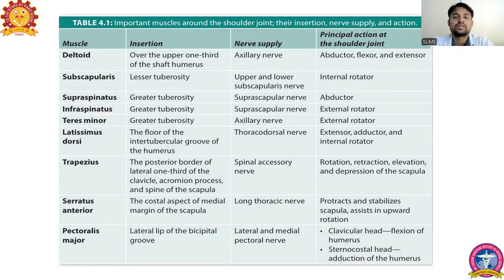So these are the main muscles around the shoulder joint, in front and at the back of the humerus, which help in movement of the shoulder joint and proximal humerus. And these also act as stabilizers.